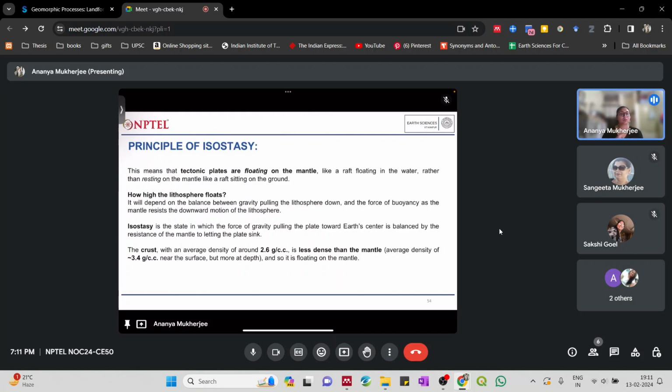Okay, so then how are they actually staying in that balanced state? So we then come to the principle of isostasy to understand this. So what is this principle?